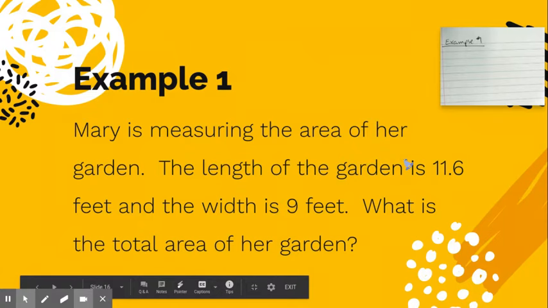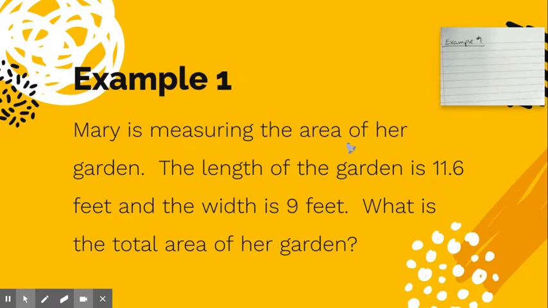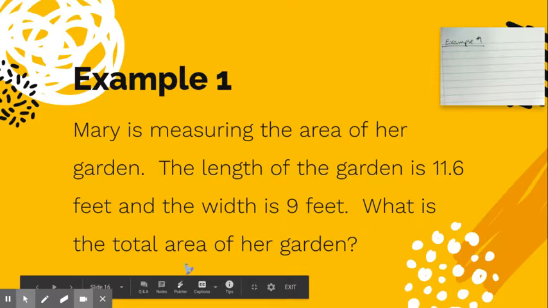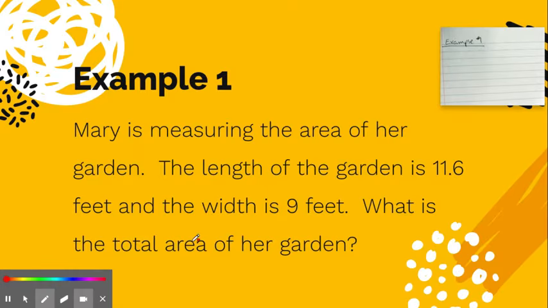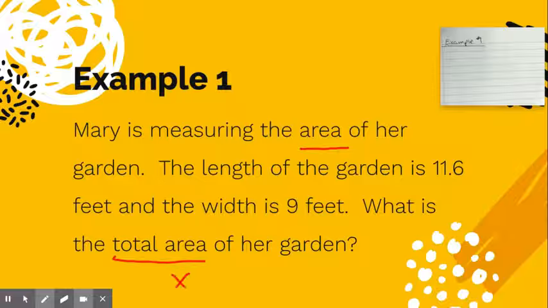So my first one: Mary is measuring the area of her garden. The length of the garden is 11.6 feet and the width is 9 feet. What is the total area of her garden? Let's look at this. She's measuring the area of her garden and we want to find the total area. Area means I multiply, right? I'm going to circle my numbers, 11.6 and 9. That's all we need. We don't need to cross out any extra information.